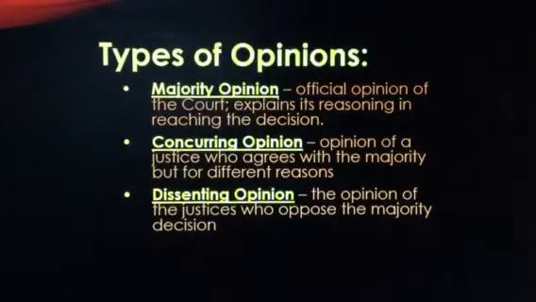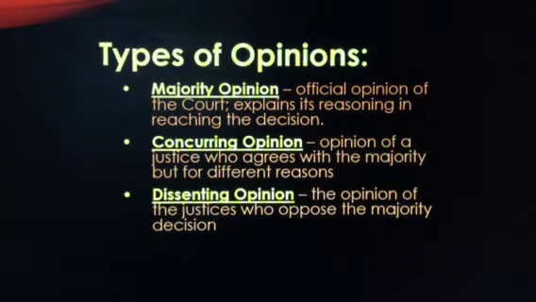Types of opinions the court writes. The majority opinion is the official opinion of the court. It explains the reasoning behind the court's decision. The majority opinion serves as the precedent for the lower courts. A concurring opinion is a justice who agrees with the majority, but for different reasons. So the justice writes his or her own opinion why he or she reached that conclusion.